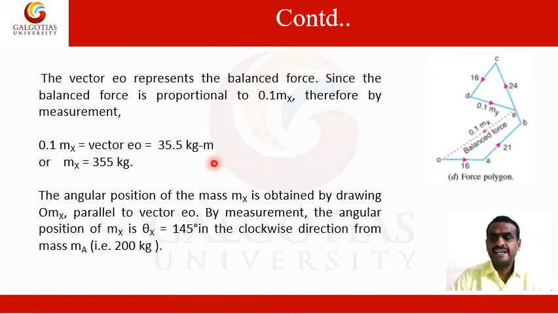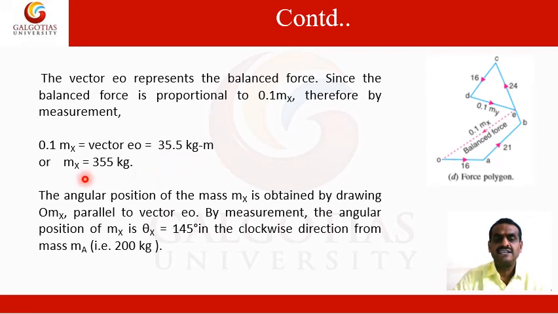From the force polygon diagram, the closing part of the polygon is equal to 0.1 mx, that is the vector OE equal to 0.1 mx. The vector OE or EO represents the balanced force. Since the balanced force is proportional to 0.1 mx, by measurement 0.1 mx equals vector EO. So we have to measure this vector distance EO, convert it into a suitable unit and enter the value here. That is, we are getting 35.5 kg meter.